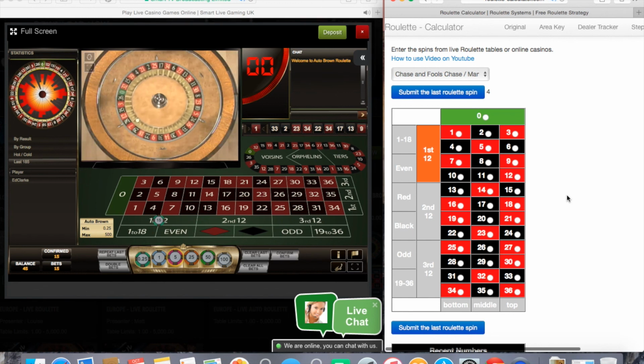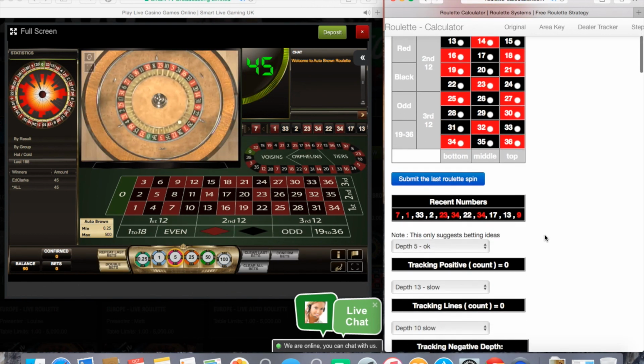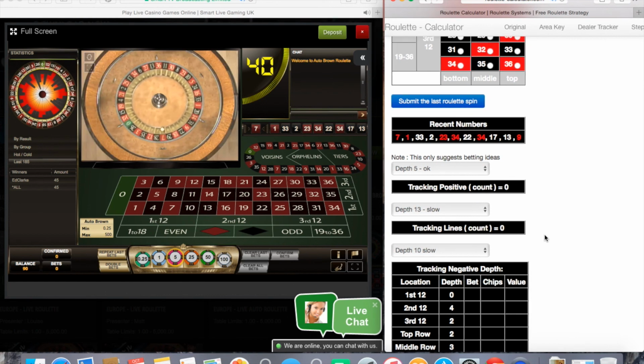Look at that. Popped out of 28 into number 7, as if the roulette gods were smiling. Okay, so you can see I'm up to 90 now, so I'm going to do one more bet.